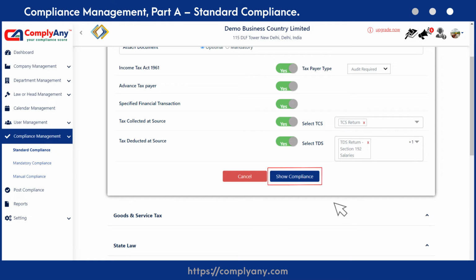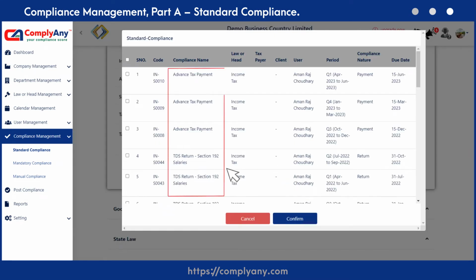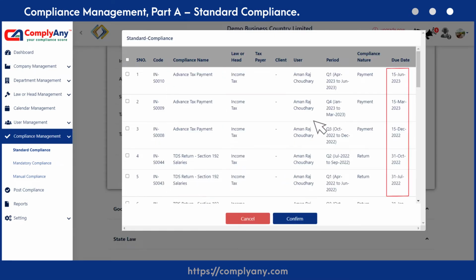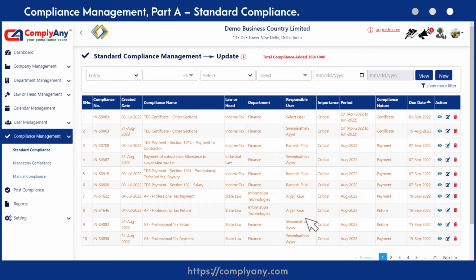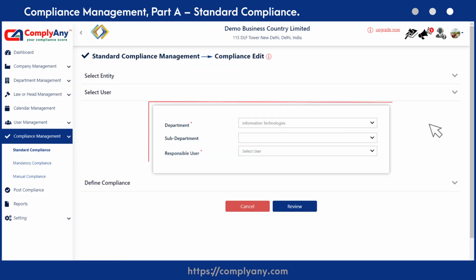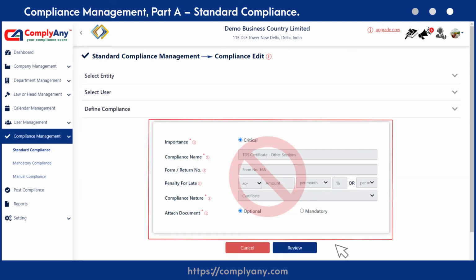Then click show compliances. Review these compliances with due dates. If all okay, select all from the top left header and click confirm. After confirming, all selected compliances are available under standard compliance listing. You can view details, edit or delete it. Edit is allowed only for data entered by the user. You cannot edit system data like dates, compliance name, etc.